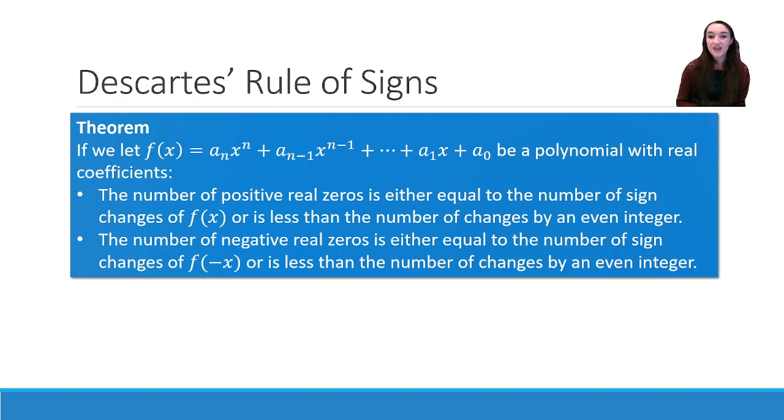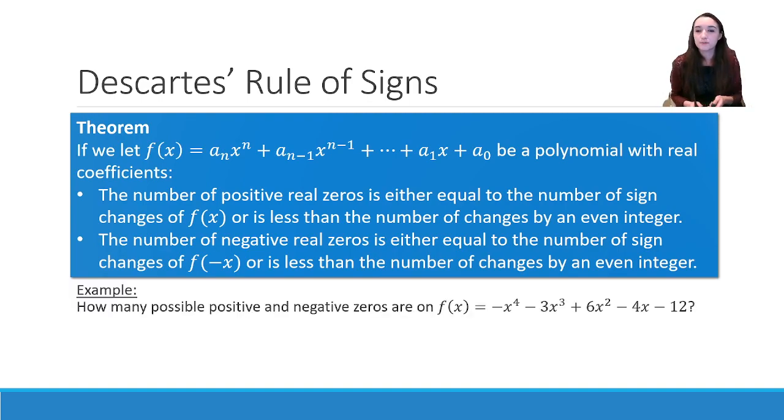Similarly, the number of negative real zeros is either equal to the number of sign changes of f of negative x, or is less than that number by an even integer. Okay, so let's actually apply this, because just saying it out loud, I can't really explain it verbally so well, but seeing it is going to make a lot more sense. Will it make sense why it works this way? Unfortunately, no, because that's a bit deeper than we're going into.